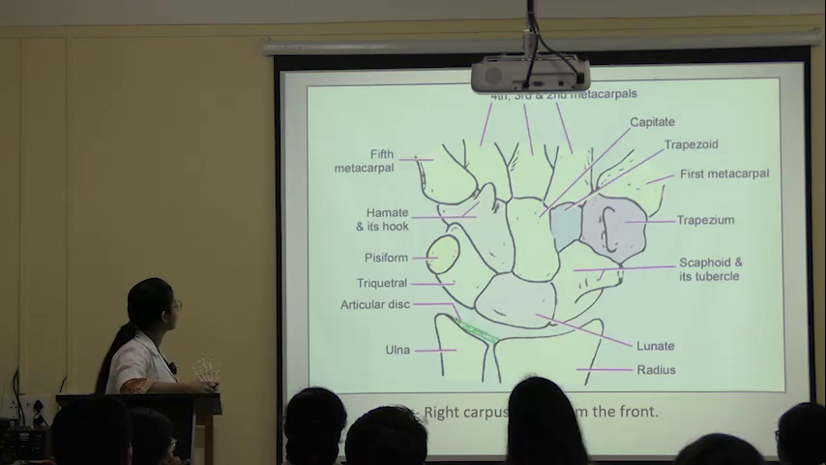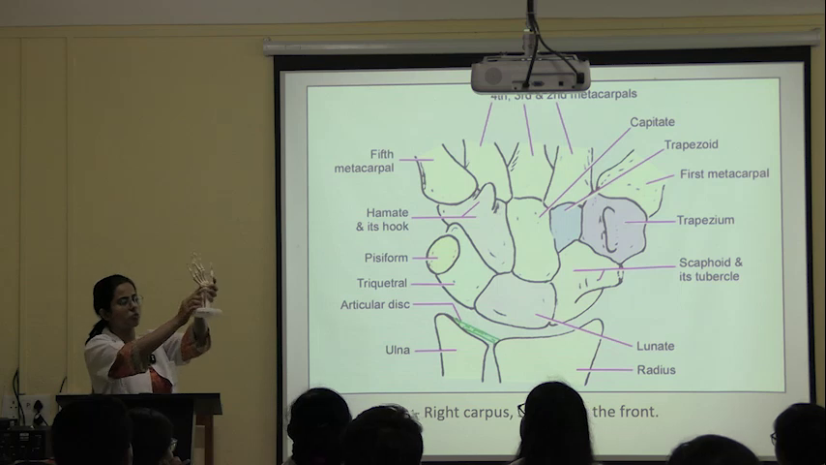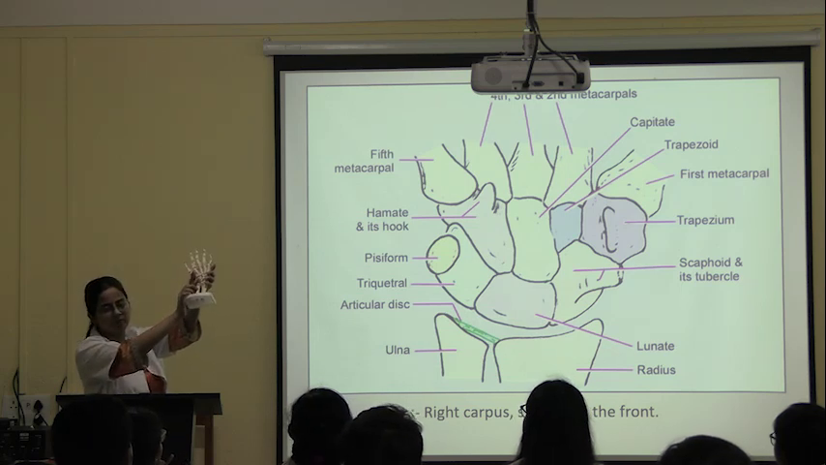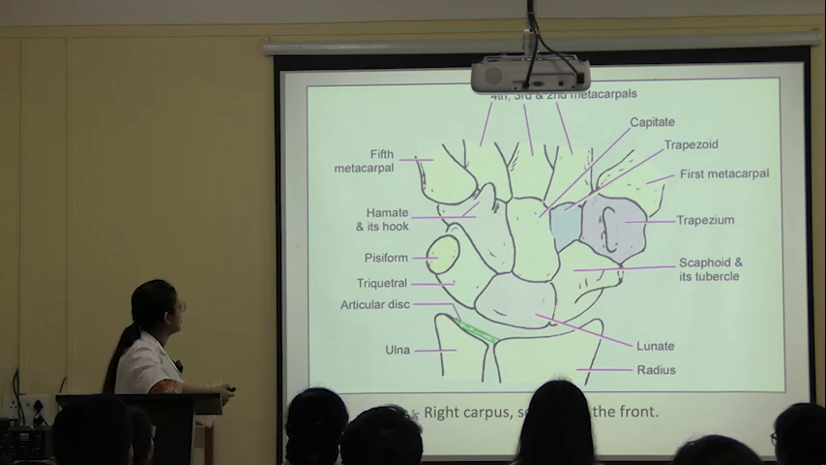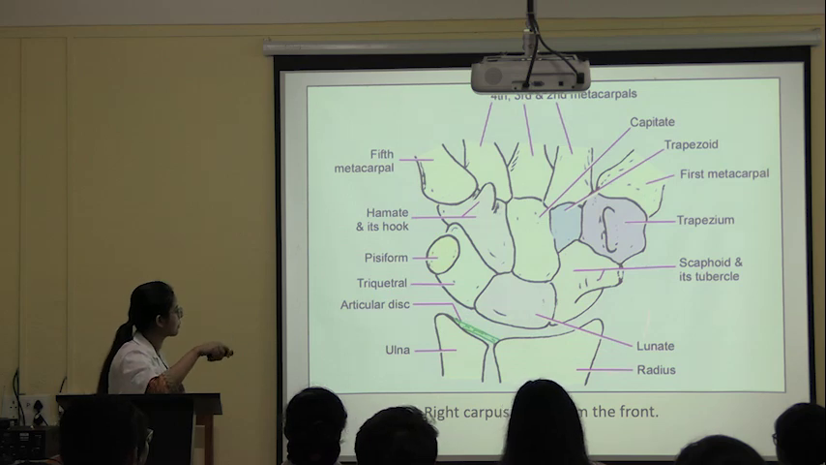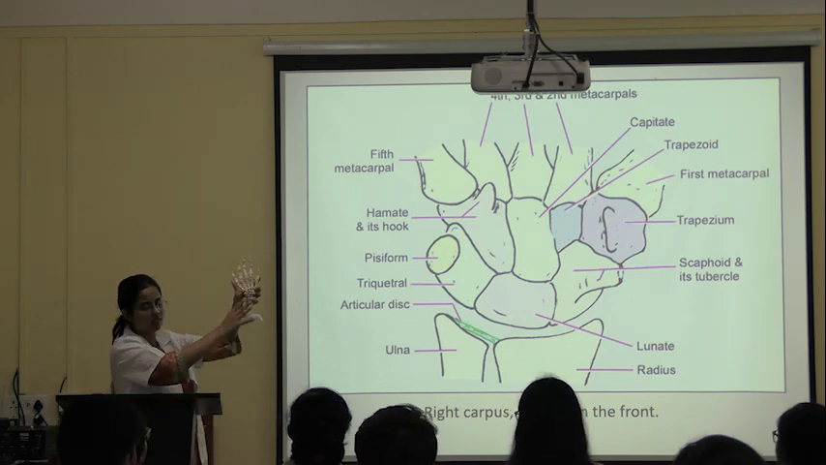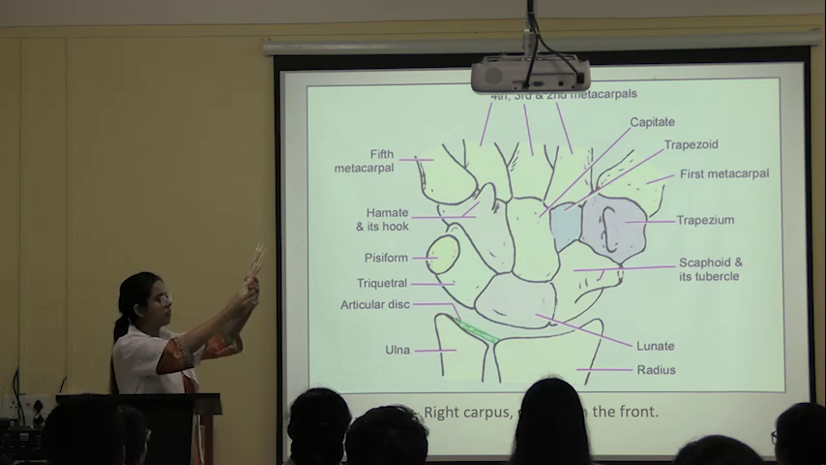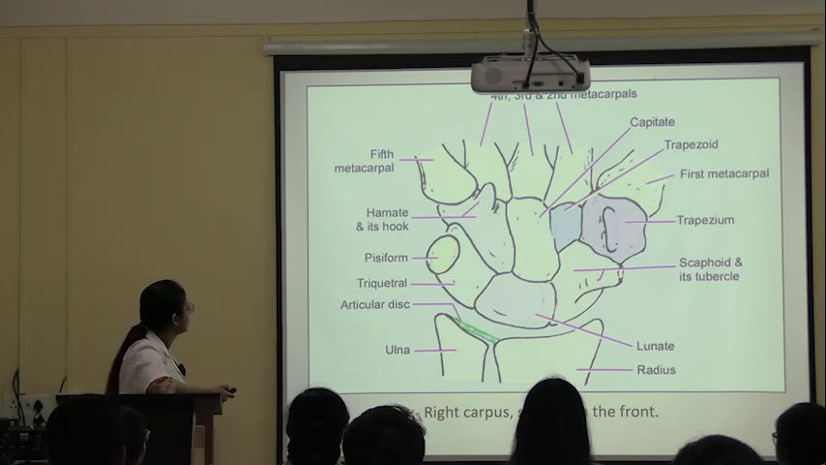Next is triquetral. This is the triquetral bone below the pisiform. It is roughly cuboidal in shape. Laterally it is articulating with lunate. Medially it does not articulate with anything. But on its palmar surface, it has a facet for pisiform. Clear? This is the palmar surface, this is the dorsal surface.